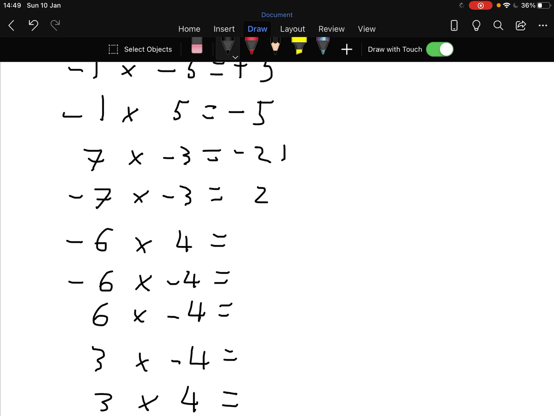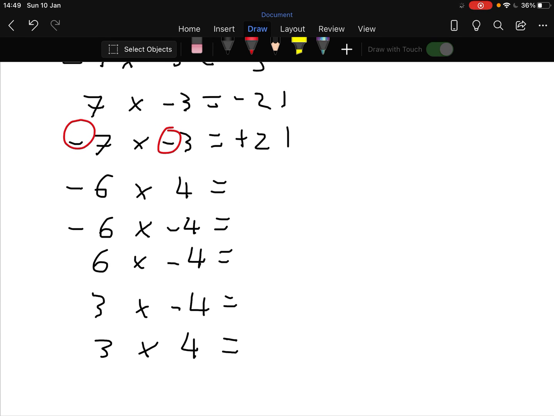So 7 times 3 is the same here. It's 21. But they're both the same: negative and negative. So that gives us plus 21. Now, these three. Minus 6 by 4, minus 6 by minus 4, 6 by minus 4. So let's work it out. 6 times 4 is 24. You should know that off the top of your head, but it's okay if you don't. So 24, 24, 24.